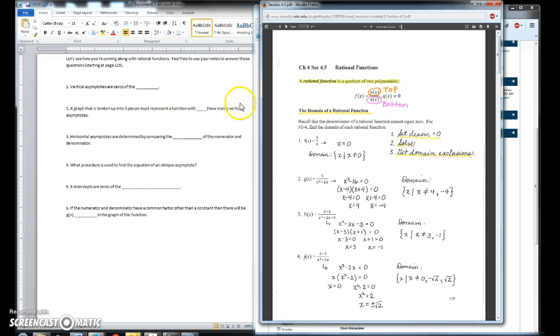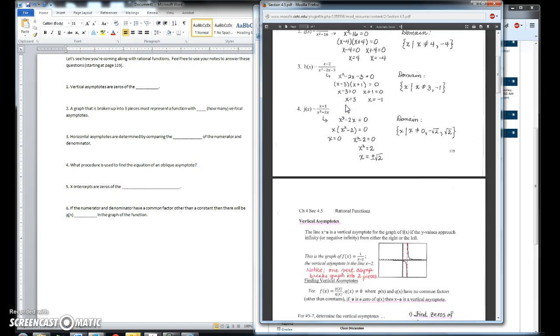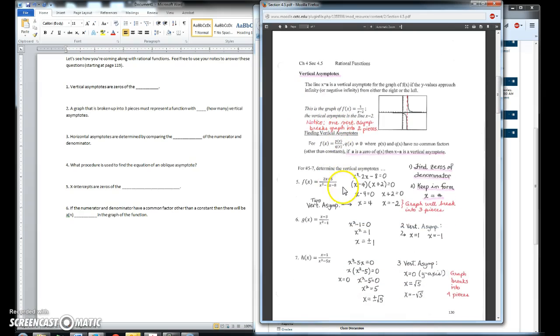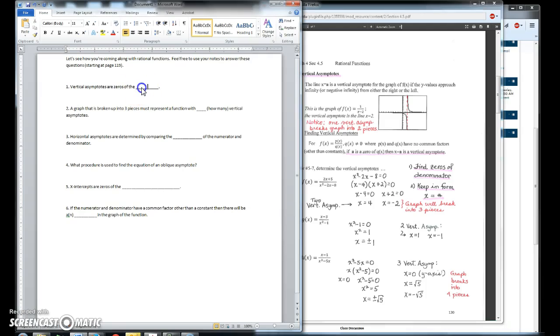It says vertical asymptotes are the zeros of the blank. And when we go down here, you can see what we end up doing is they're the zeros of the denominators, right? The vertical asymptotes are the zeros of the denominators.